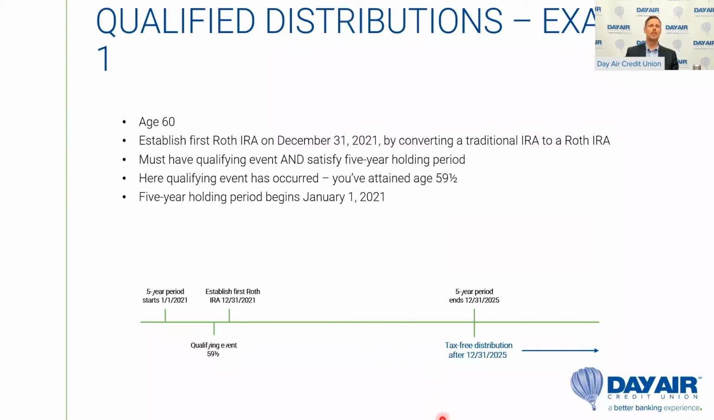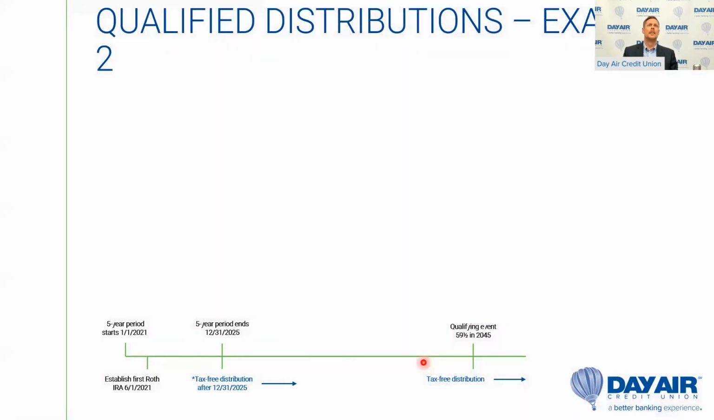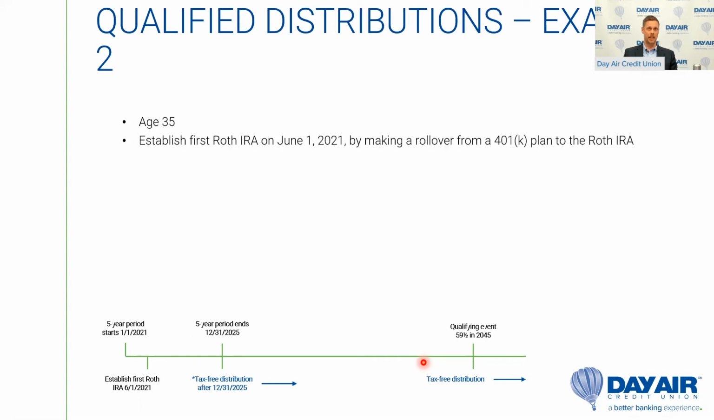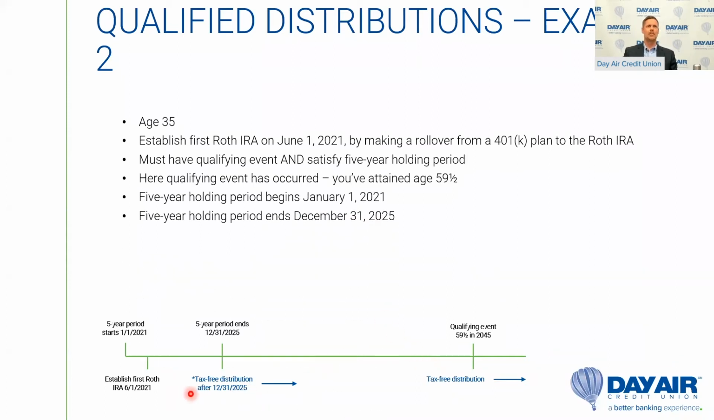So let's move on to example number 2. All right, in this instance, this saver is age 35, significantly younger, makes a contribution through a rollover from a retirement plan. We're looking for a qualified event and satisfying the 5-year holding period. Okay, so let's take a look at this scenario.